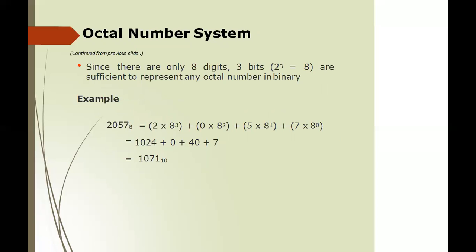Here an example is given to convert an octal number to a decimal number. We multiply all these digits by 8 raised to their positional value, and after converting, we get this value in the decimal number system from the octal number.